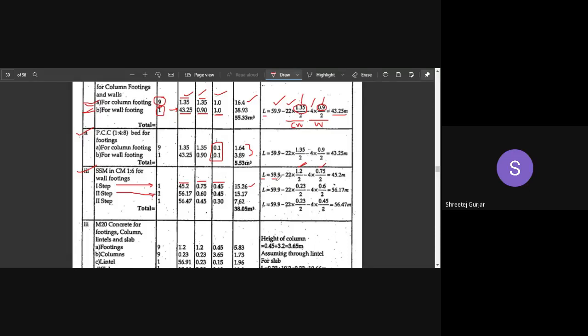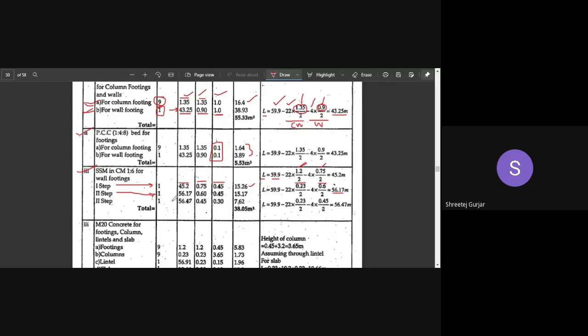the second step is at what level? It is at the 0.45 meter level, 0.45 from ground level. At that level, you have to look for the width of your footing in the RCC column. If you look at 0.45 meter depth, the width of your RCC column section is 0.23. That is what we have substituted here, 0.23, and this is the width of your second step. So that is how you get your second L.